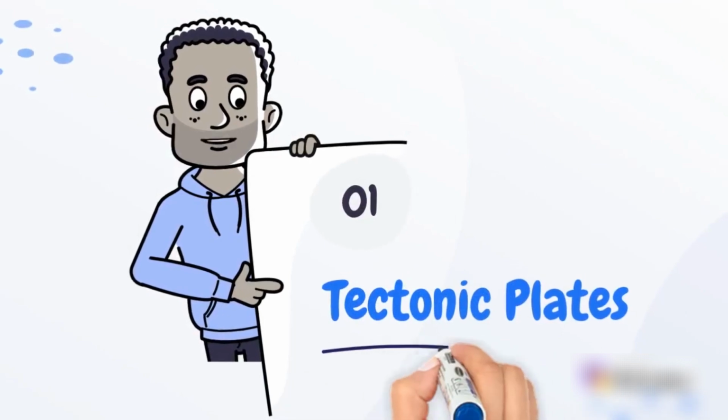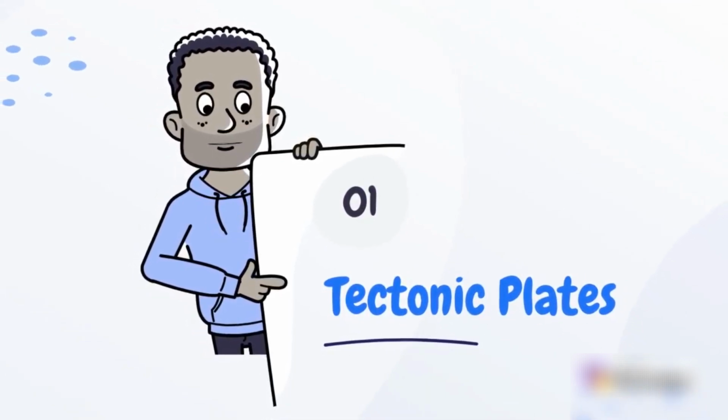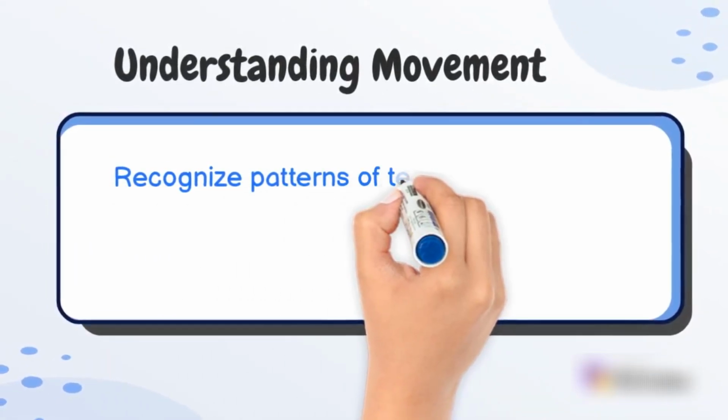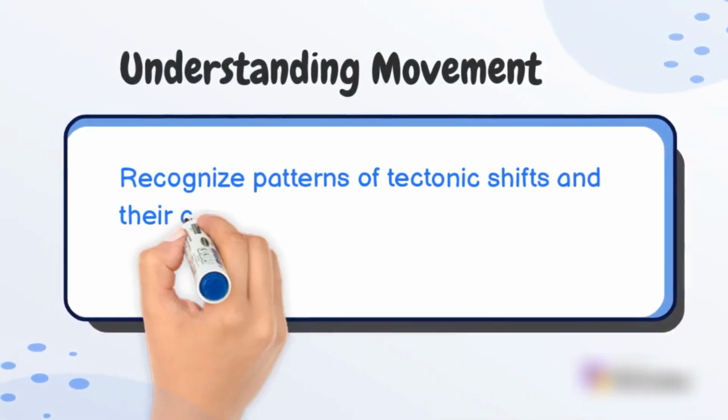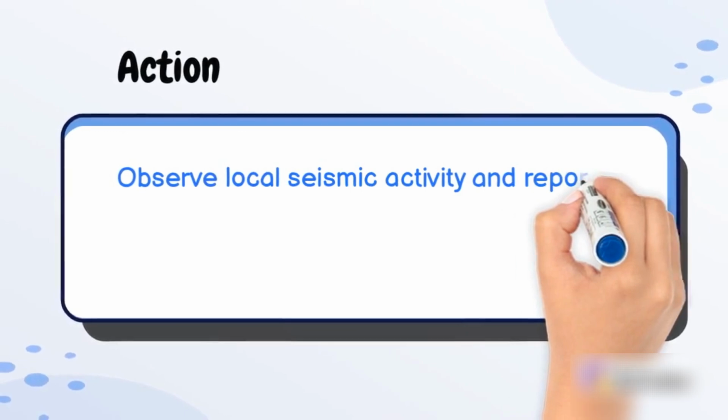Tectonic plates are massive sections that shape the Earth and cause seismic phenomena. Understanding movement: recognize patterns of tectonic shifts and their consequences. Action: observe local seismic activity and report unusual tremors.